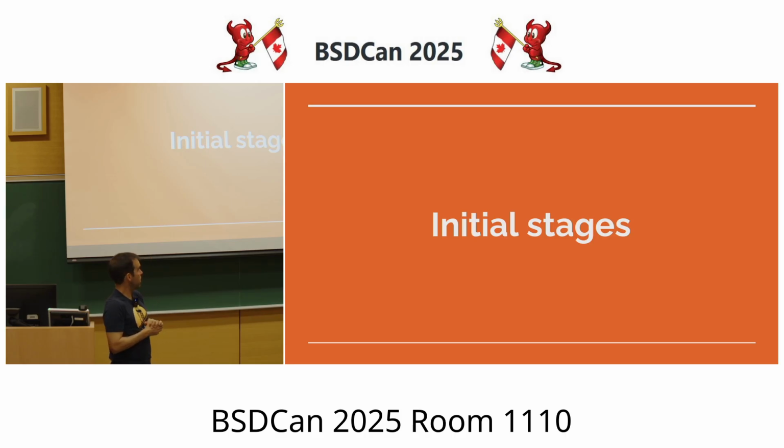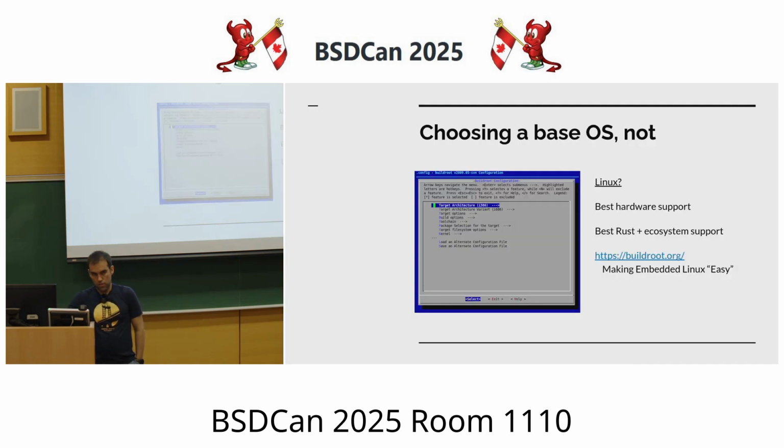Now, we're going to get into taking this language and making it run on a little Raspberry Pi and trying to make it boot as fast as possible. So first of all, I had to choose a base OS.